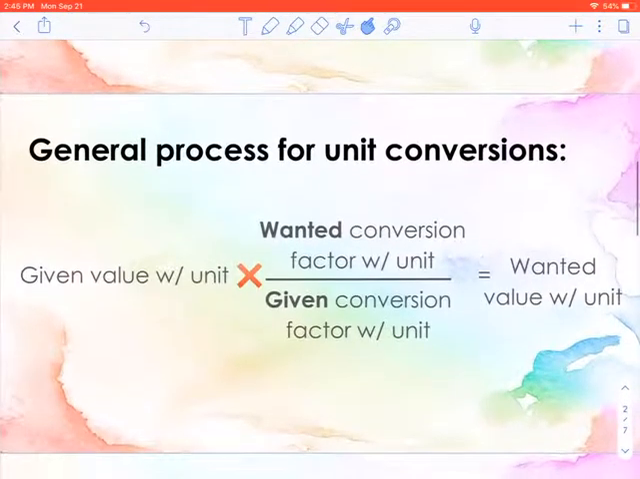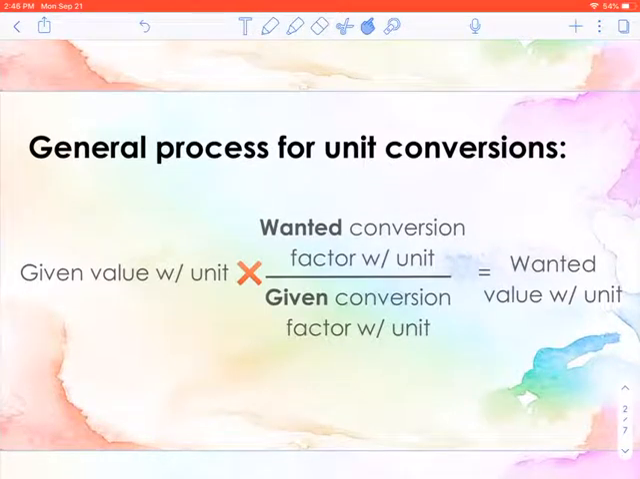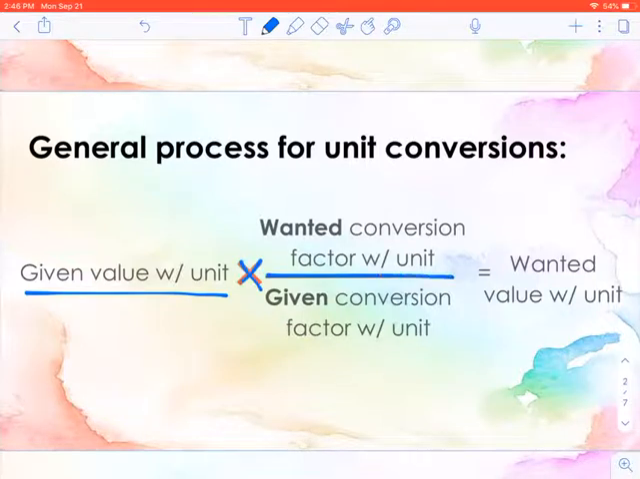So getting started, this is just your general process whenever you do one of these unit conversions. You always start out with your given and make sure you include the unit with it. And then you're going to do your conversion factor, your times in a line. And the conversion factor is for example, 1 foot is equal to 12 inches. So you would put that on the conversion factor.